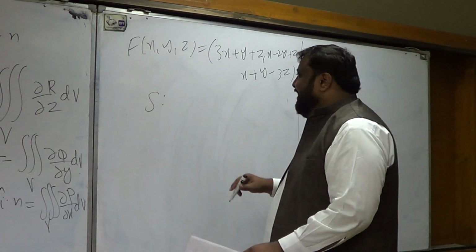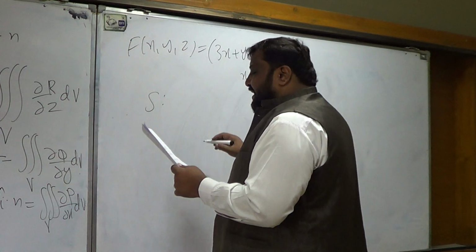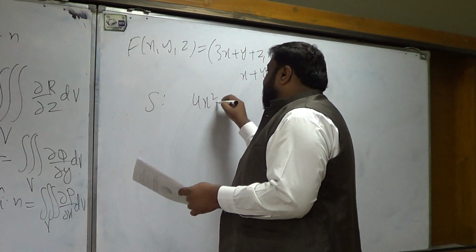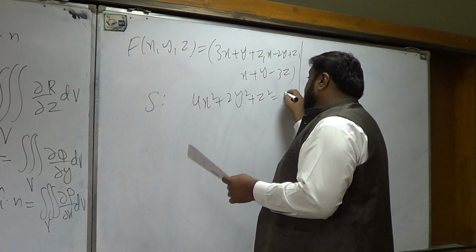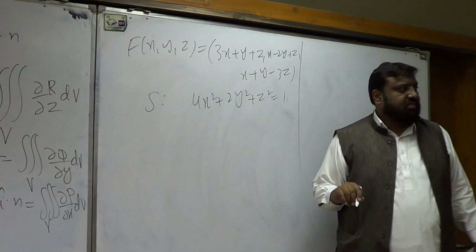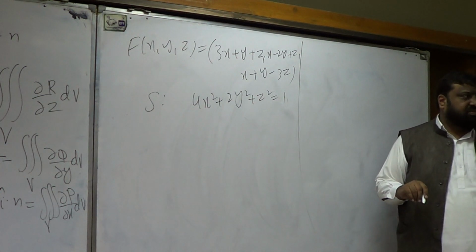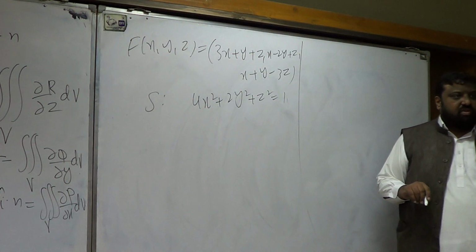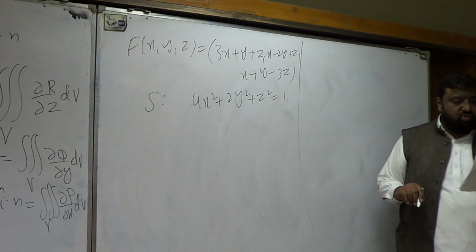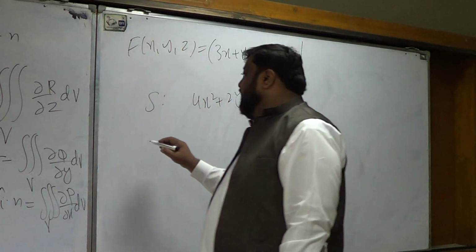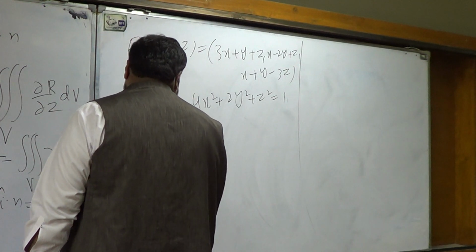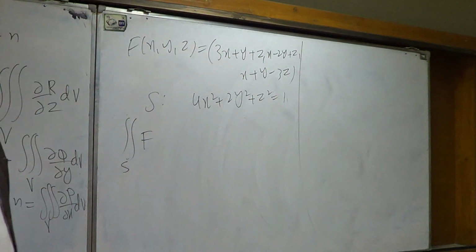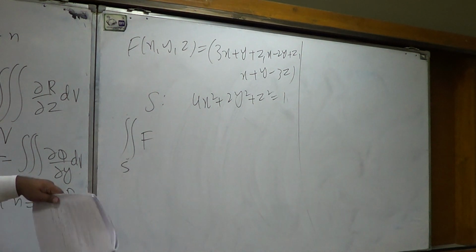Yellow one, you know. So it's ellipsoidal, not parameterized, but has this rectangular equation: 4x squared plus 2y squared plus z squared equal to 1. And what do you want to do? You want to compute the flux of F through this surface actually. So you have the ellipsoid and you want to know how much of F is exiting.